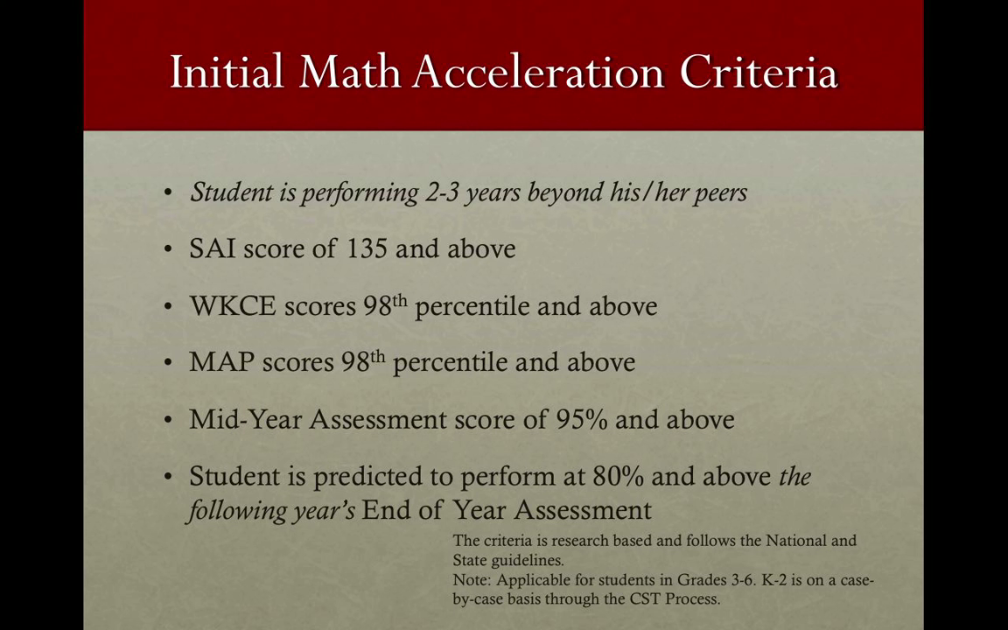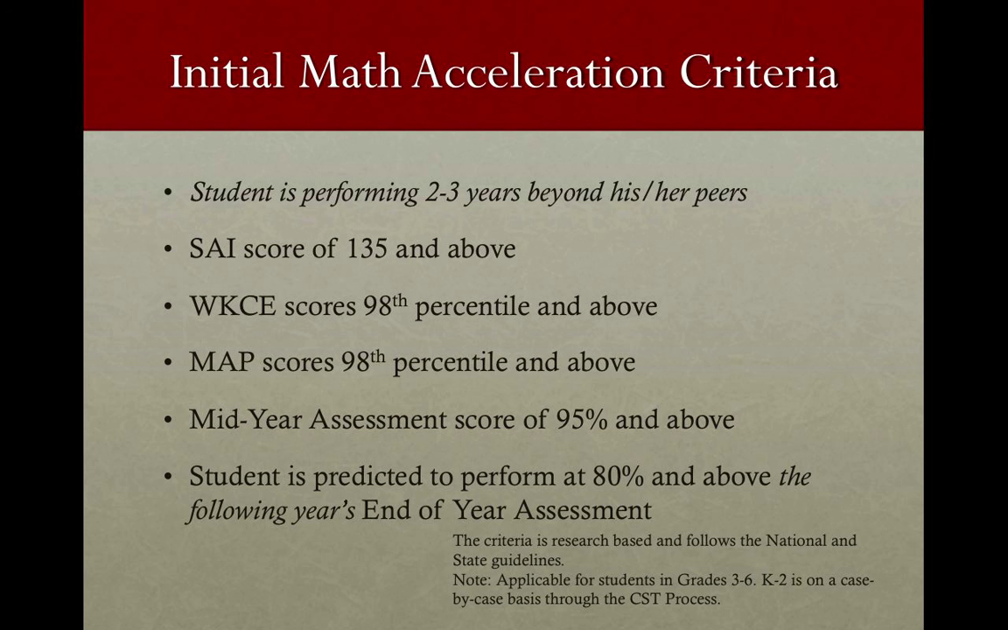Initial math acceleration criteria. It's important when we identify students for math acceleration that we have a set criteria that we're looking at to ensure proper placement for math students, and that it really helps to guide our decision making. So there are 6 points that we look at initially to identify students. So first, think of a student that is performing at least 2 to 3 years beyond their peers. There are also state guidelines and research that require us to look at multiple sources of data.